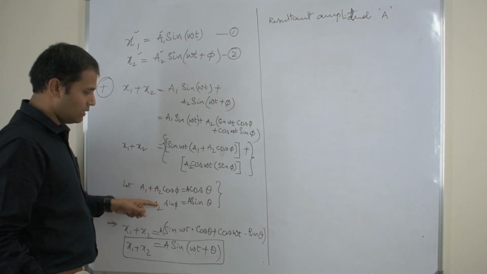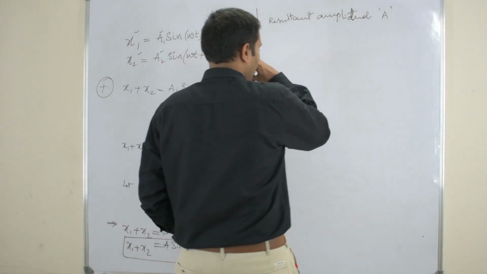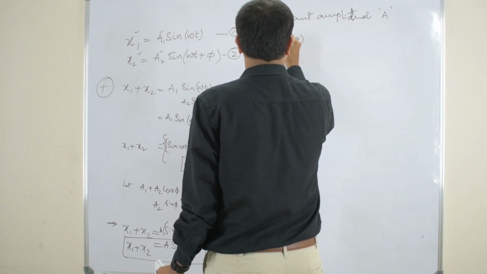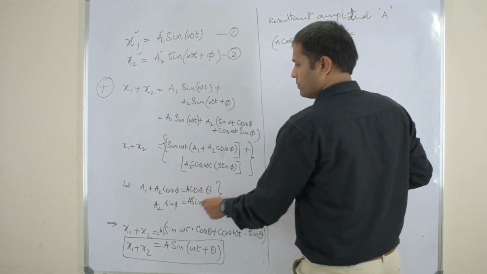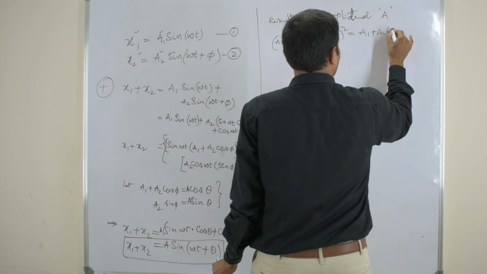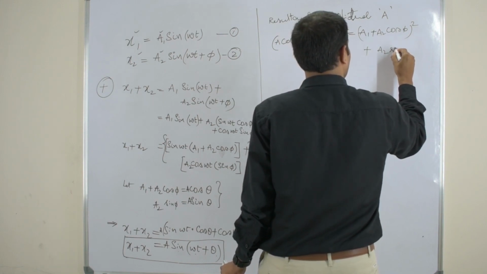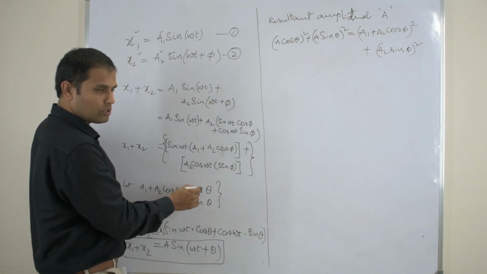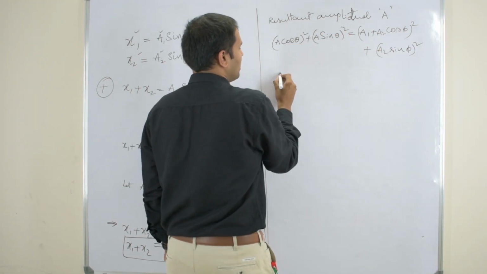See, we have considered these two. We want this. Whenever you have cos and sine terms, usually to simplify, you remember what you have to do? Squaring of both the terms. So I'll do A cos theta whole square plus A sin theta whole square equals, so what will we do, A1 plus A2 cos phi whole square plus A2 sin phi whole square. Simple. I'm squaring these two terms. Now, what happens? A square cos square theta, A square sin square theta. I'll take the A square common.